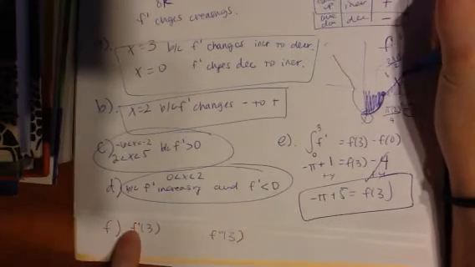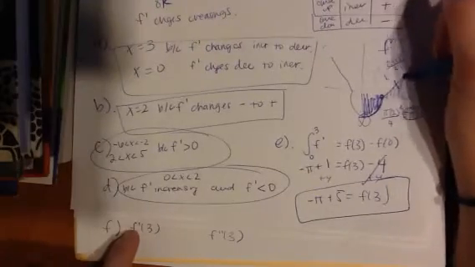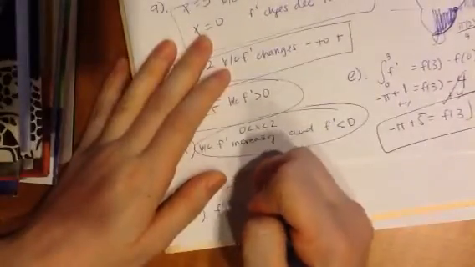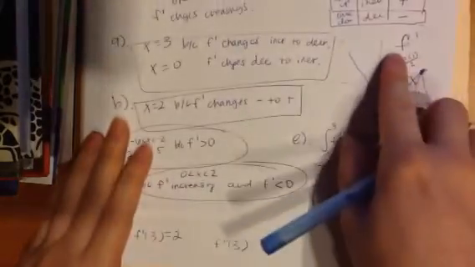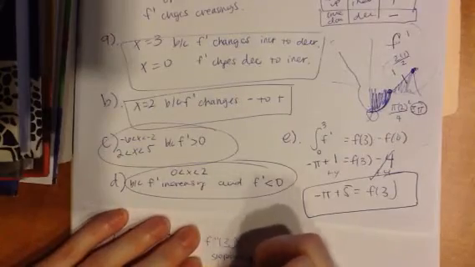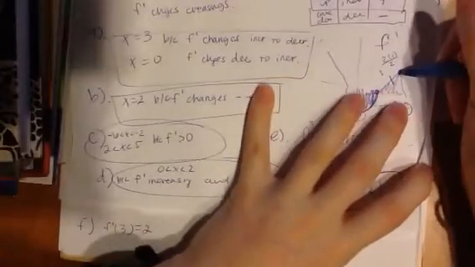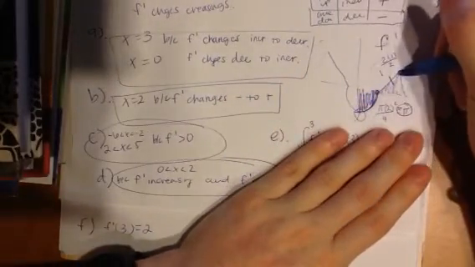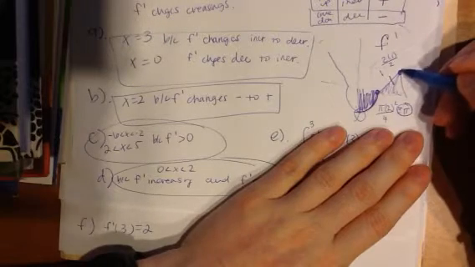So f prime of 3 is 2, because the graph of f prime, when you're at 3, is 2. So this one, straightforward. F double prime of 3, I have a graph of f prime, so this would be the slope of f prime. And I'm looking at 3. If you look at the graph, to find the slope here, you would not be able to find the slope here because this is not differentiable.